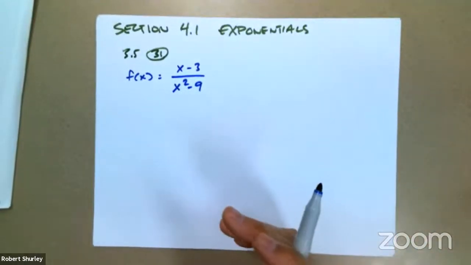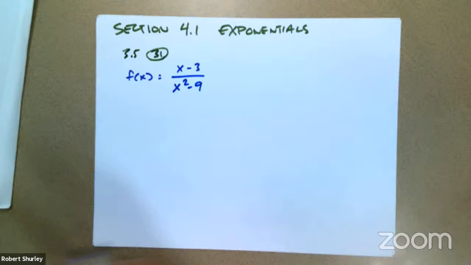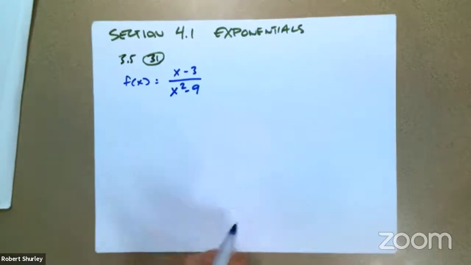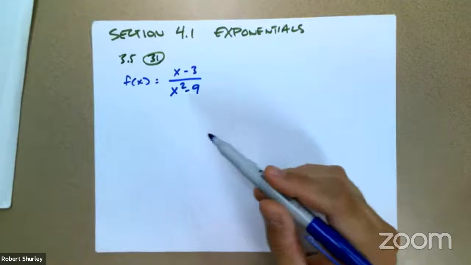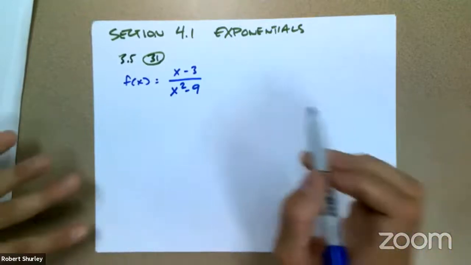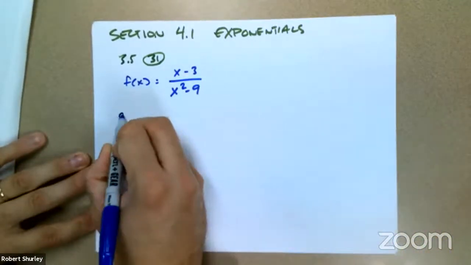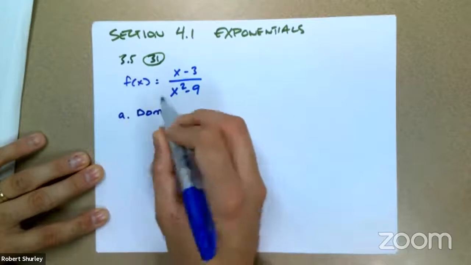Okay. For vertical asymptotes and holes, they come from the restrictions in the denominator. So we've got to find the domain. I'm going to do that first anyway. So find the domain.